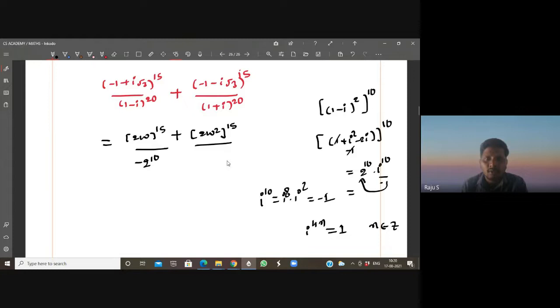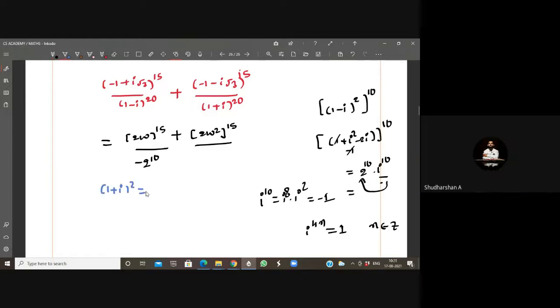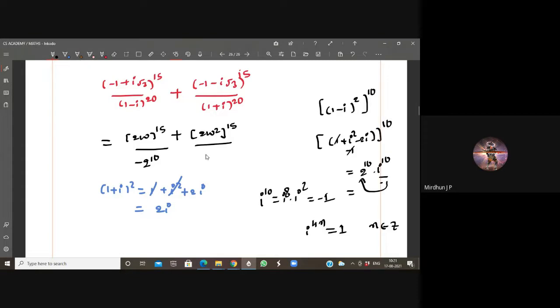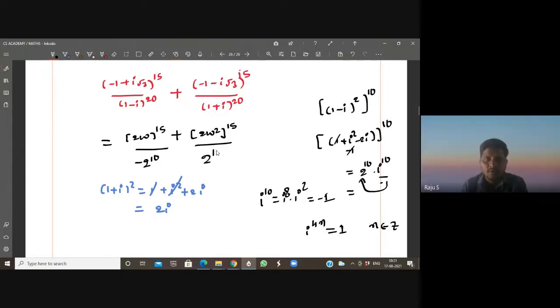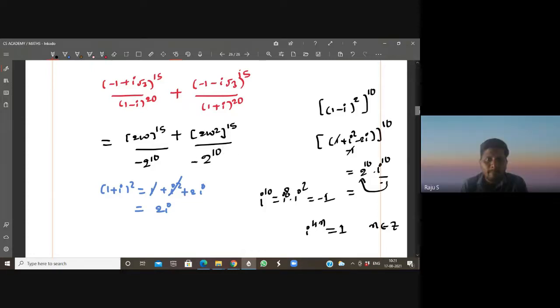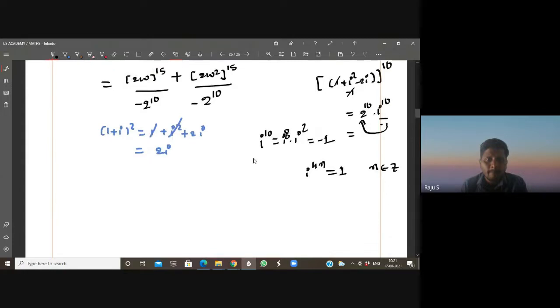So what about 1 plus iota whole square in the same way? 1 plus iota whole square equals minus 2 power 10. These two iota cancel, and you will get 2 power 10. But minus 2 the whole power 10 and 2 power 10 are the same, no? So minus 2 power 10 is the correct one, because you know the whole power is even, so finally we get the same value.